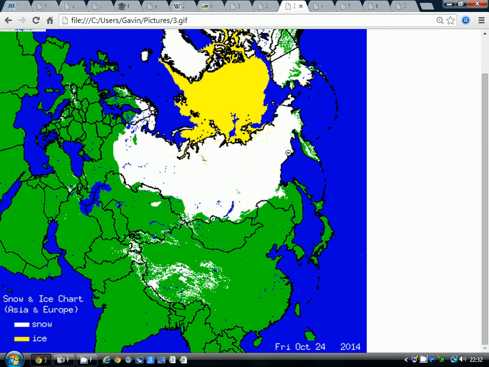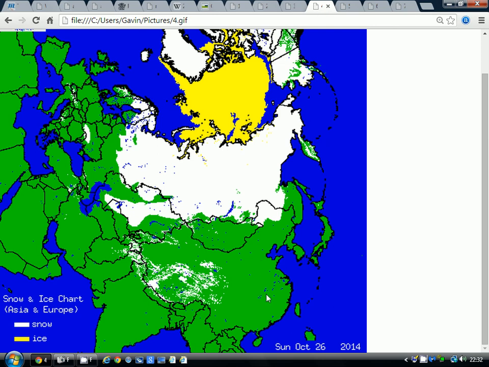So at that point, on the 24th of October, we were actually further ahead in terms of snow cover than any other recorded year. And then that carried on into Sunday the 26th of October. Again, the website was down through this period, but the charts were still being compiled. Presumably the satellite was still taking the images. And again, look how much snow cover we have into western Russia.